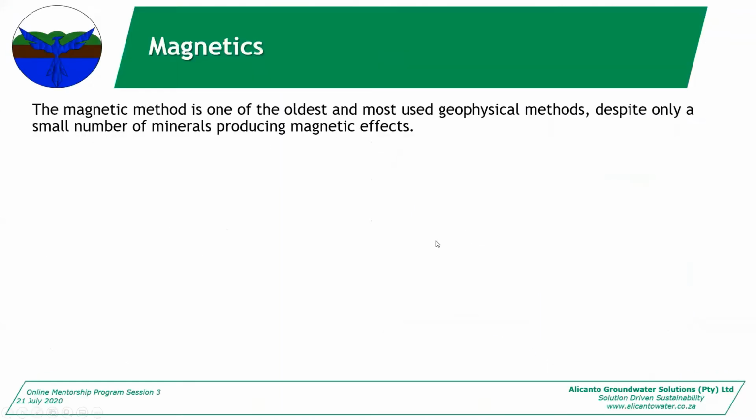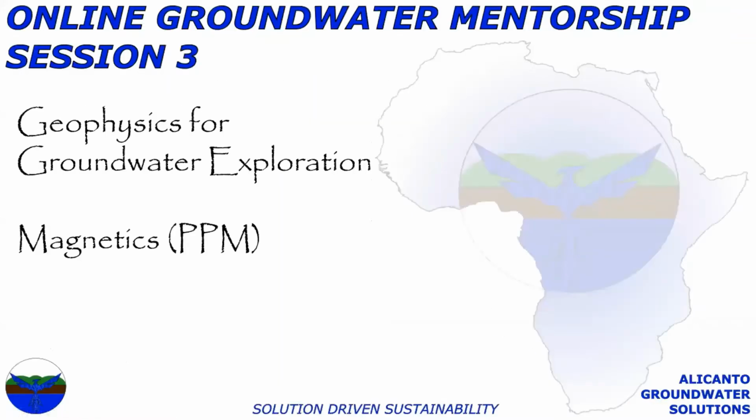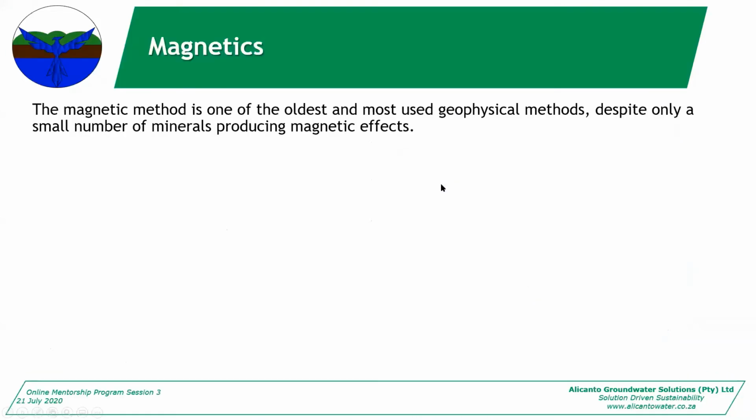Okay, so magnetics is one of the ones that we use most commonly in South Africa, especially with the Karoo, with our dolerite dikes and dolerite sills. Now, magnetics is one of the oldest and the most used, despite only a small number of minerals producing magnetic effects. Your iron ore is one of the main ones, and then your igneous intrusions, where you've got the settling of your iron and other magnetic minerals out of the lava or magma.